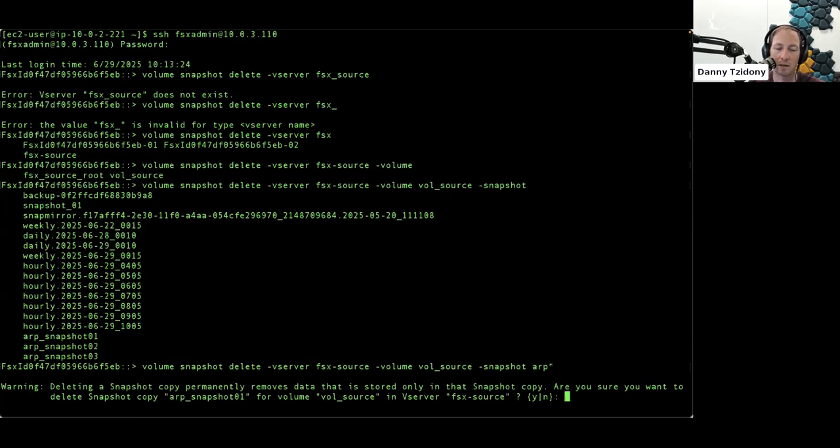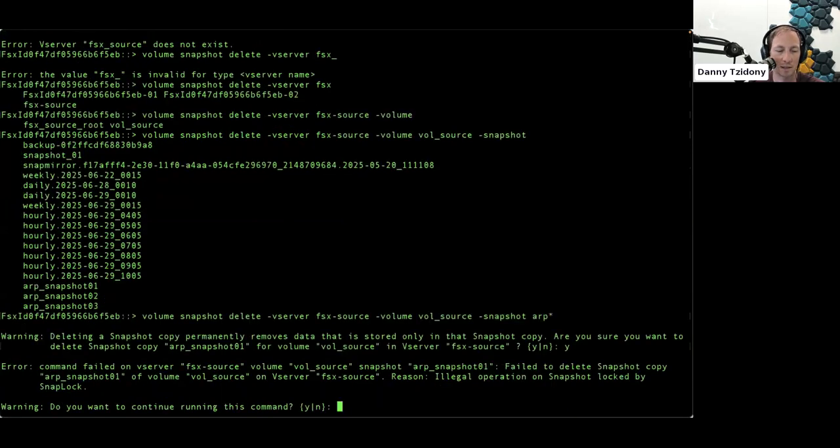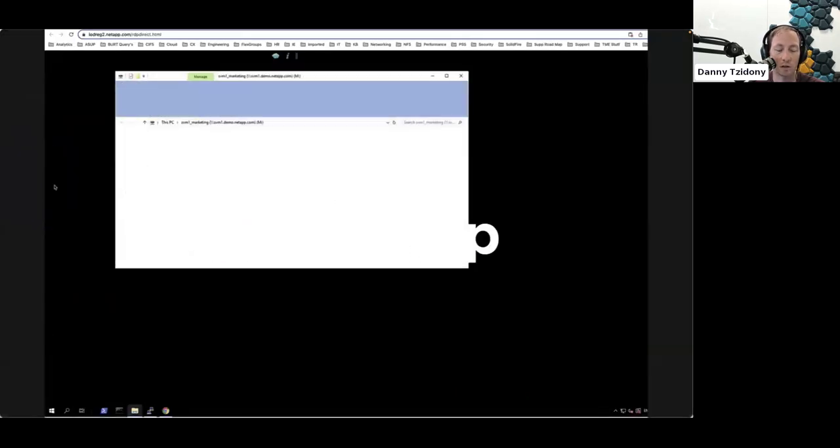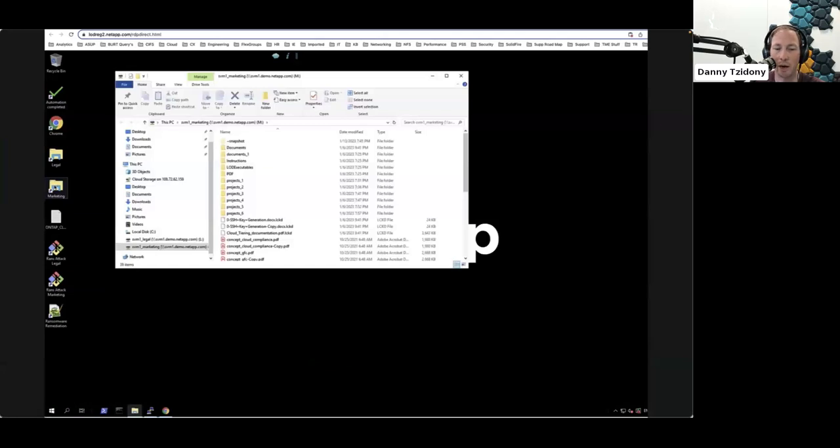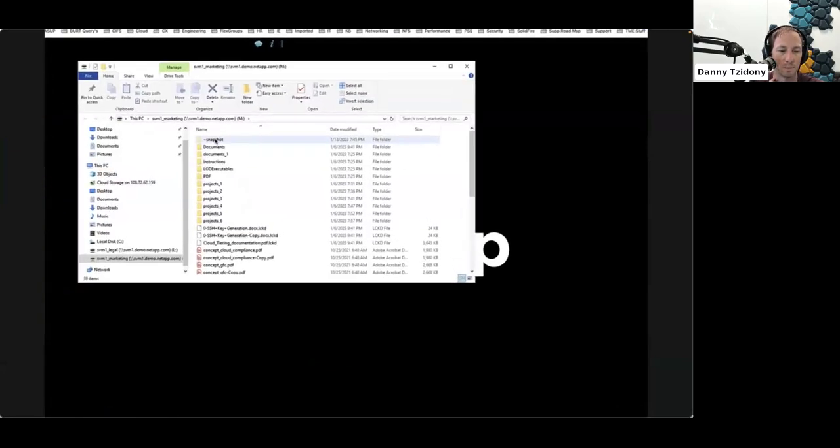It asks me if I want to delete. Because I'm a bad actor, I say yes. But now I get an error: illegal operation on snapshots locked by snapshot policy. So essentially, I can't delete the snapshots. What can I do now? Let's go to our shared volume again and restore some of the files.